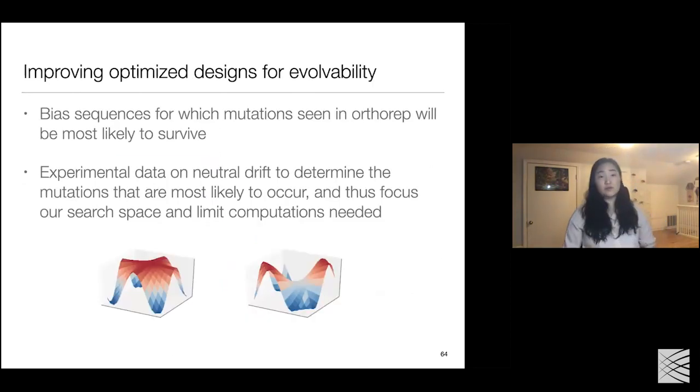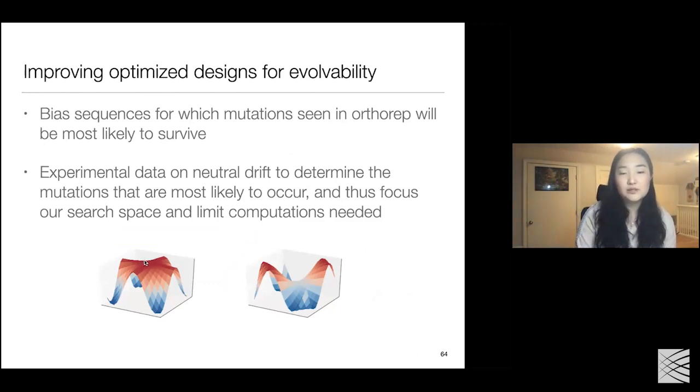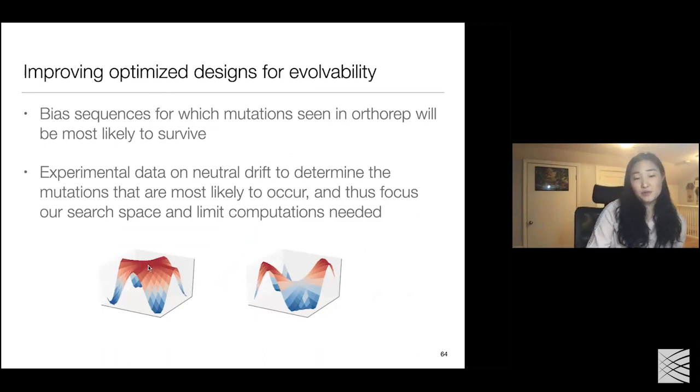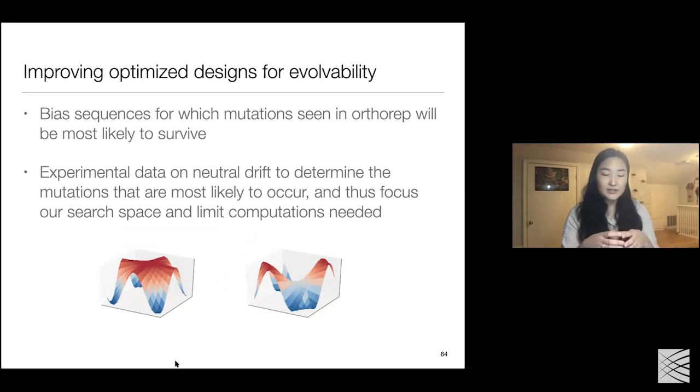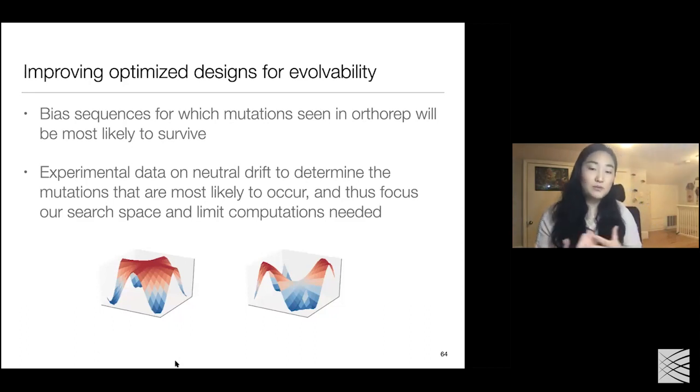Something important for us is that we want to bias toward sequences for which mutations seen in Orthorep will be most likely to survive. What I mean is this: we want to choose sequences that might lie, for example, on this point on the left plot, because then as you design new mutations, the local fitness landscape is highly fit, as opposed to making local mutations and dropping off in terms of stability and fitness rather quickly, as would be more expected on the right.